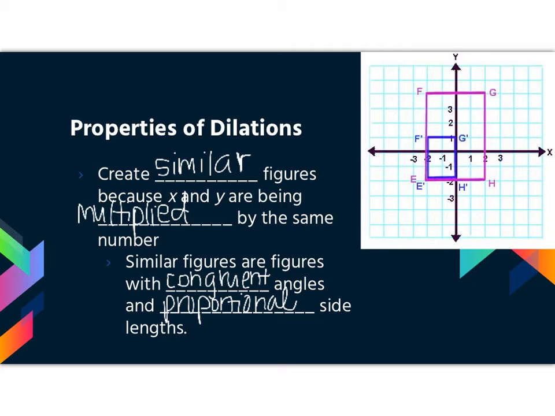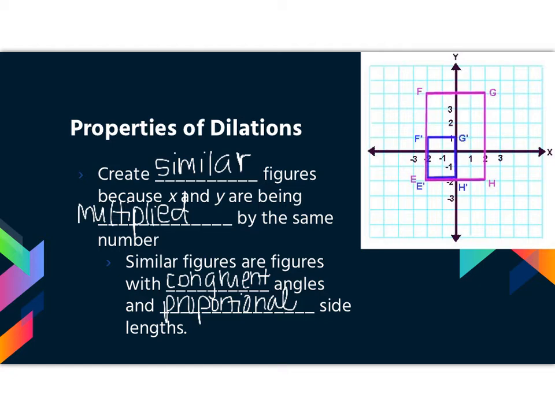So if you look at the top right, we have an example. The purple figure is the preimage, and the blue figure is the image. I can tell this because the blue figure is the one that has the little prime markings, and then the purple image is the one without prime markings. So that's how we can differentiate between preimage and image. So if you look at this, you can tell that they have the same shape. They're both rectangles, and it's easy to see that they're different sizes. So that's a way to see that these are similar figures.